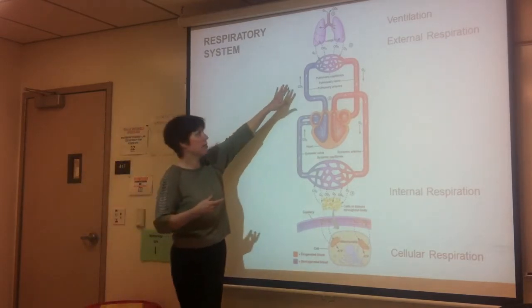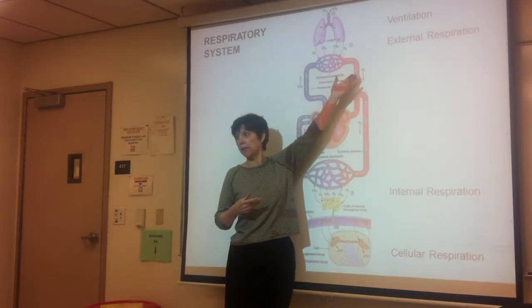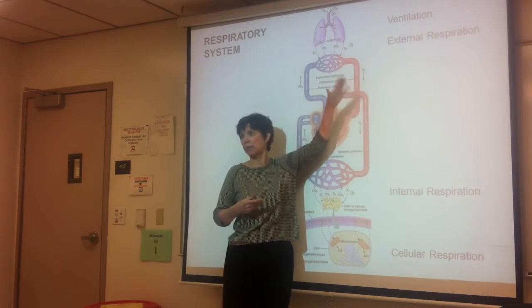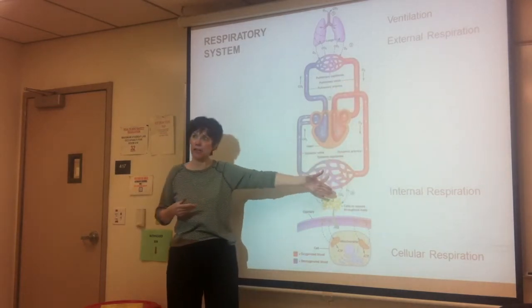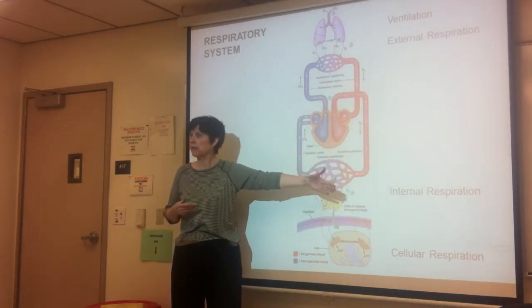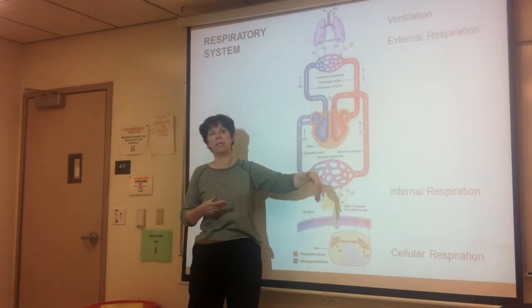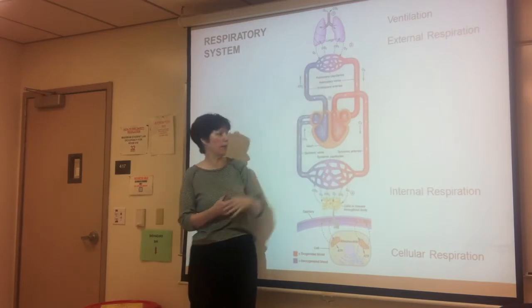Then we will look at external respiration, which is the gases moving from the alveoli into the blood or from the blood back to the alveoli. So oxygen to blood or CO2 back to the air. And internal respiration is then the gases moving from the blood to the tissues, or from the tissues to the blood. It's just a reverse of this, so this will be the major component.